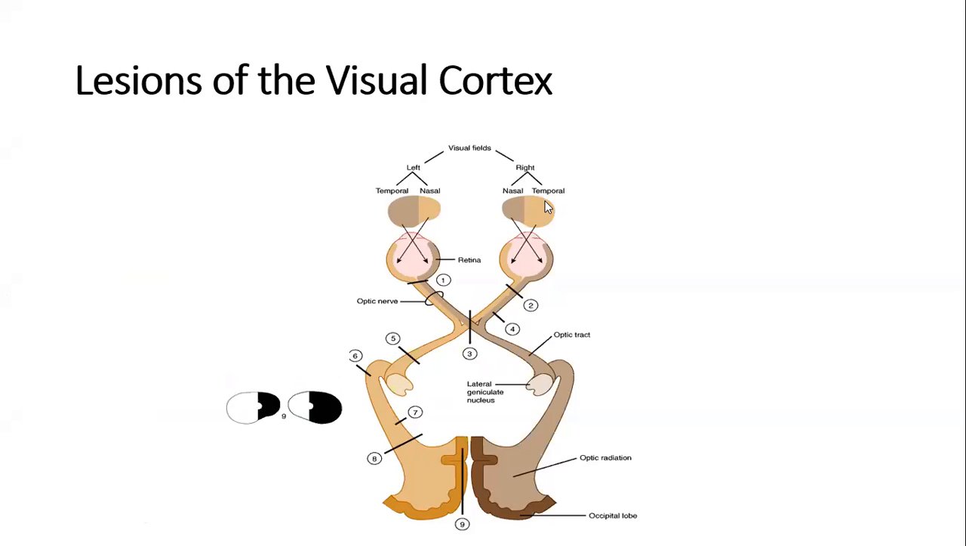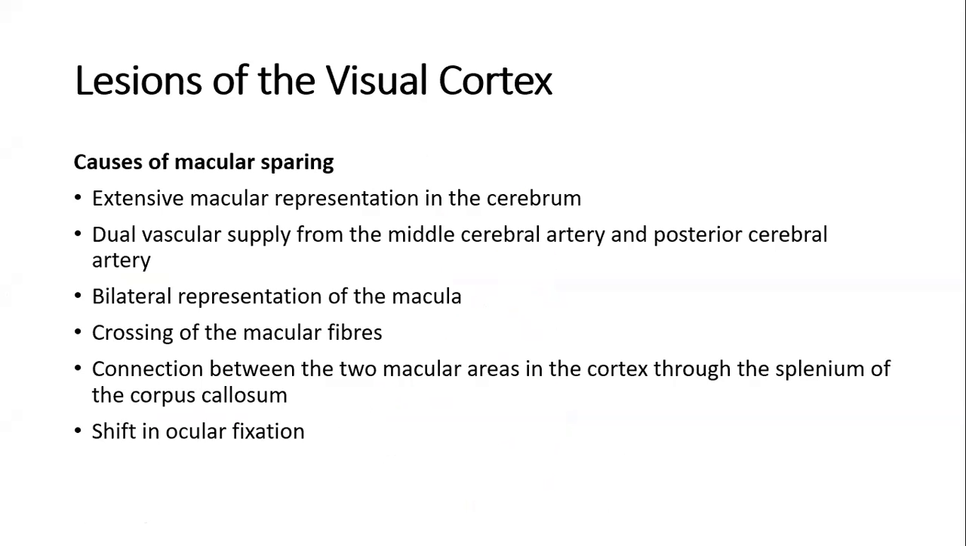Okay. So why should macular sparing happen? The various reasons that have been proposed are, first, there is extensive macular representation, so a lesion has to be large enough to affect the entire macular area. The other one is there is blood supply from both the middle cerebral artery and the posterior cerebral artery, so both vessels may need to be affected.